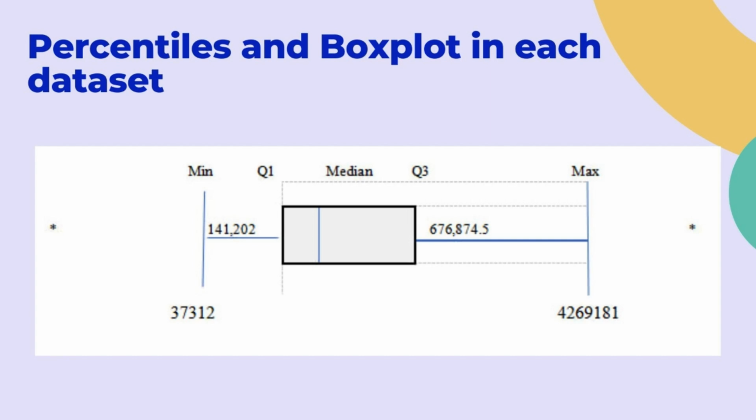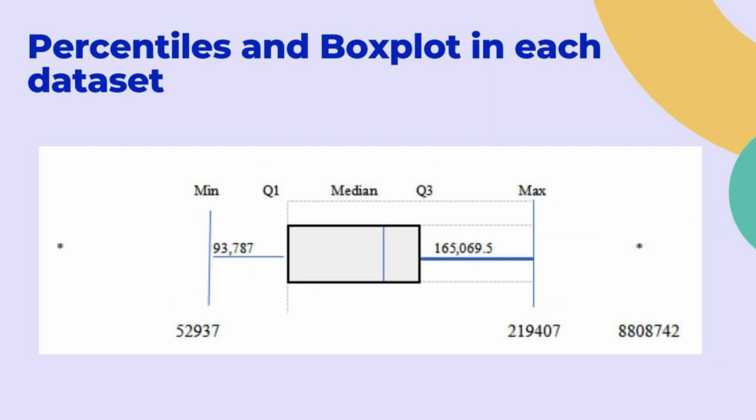This is the skewness of the box plot of domestic airlines. As we can see, the median is near the minimum point. This shows it has positive skew. Meanwhile, this is the skewness of the box plot for international airlines. As we can see, the median is near the maximum point. This shows it has negative skew.